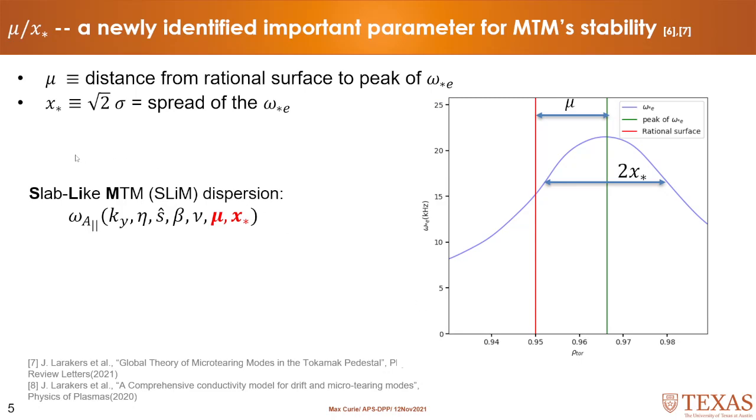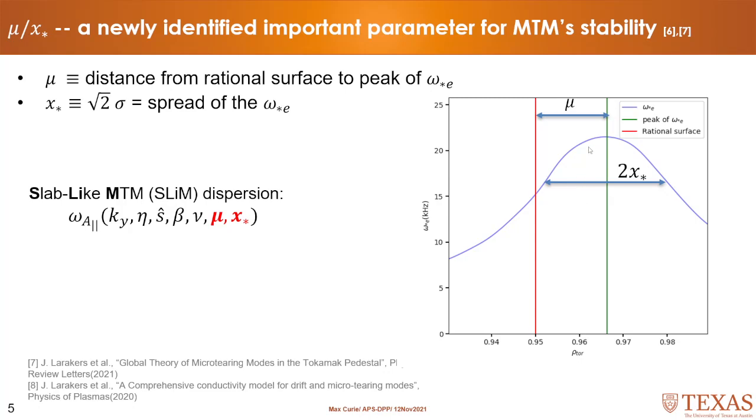It is well known that the stability of a slab-like MTM is dependent on a variety of parameters such as ky, eta, s hat, beta, and nu. The newly developed global MTM theory by Joe Larakers found that two new parameters are important for the stability of MTM: mu and X star.